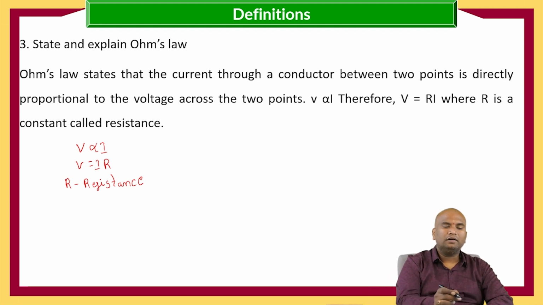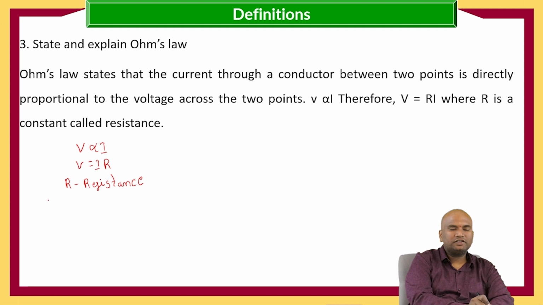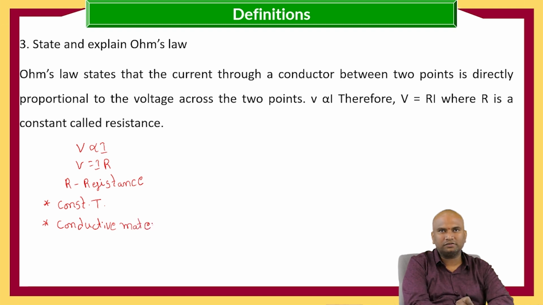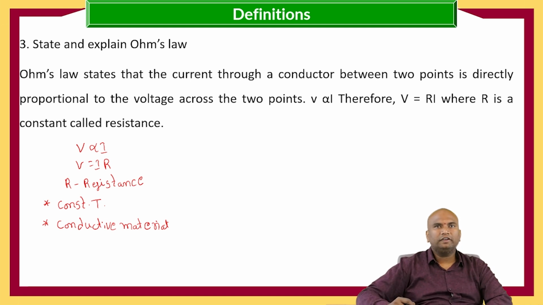So the major points which we need to remember in Ohm's law are: one, at constant temperature, and the second one, there should be a conductive material. The material whatever we are choosing should be a conductive material, or conductor, as we can also call it. This is corresponding to Ohm's law.